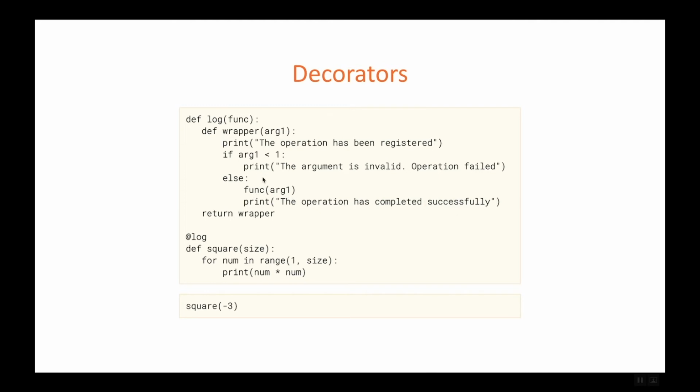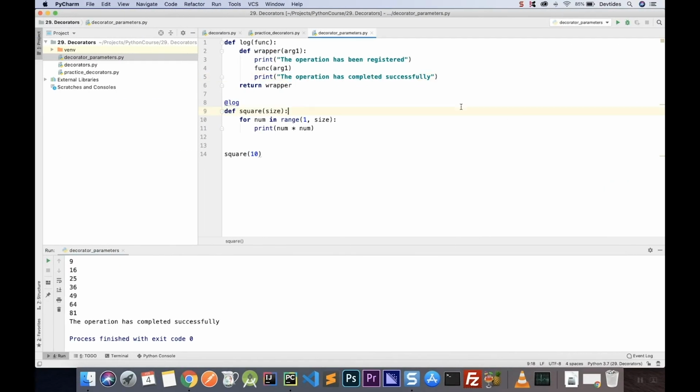So I can even do some, let's say, preventative measures here so that I don't call my function with values that are not suited. Okay, so here if I call with -3, then this will fail, or rather it will print argument is invalid, and it won't even call my function. So let's try that out. I'm going to modify my call here to -3.